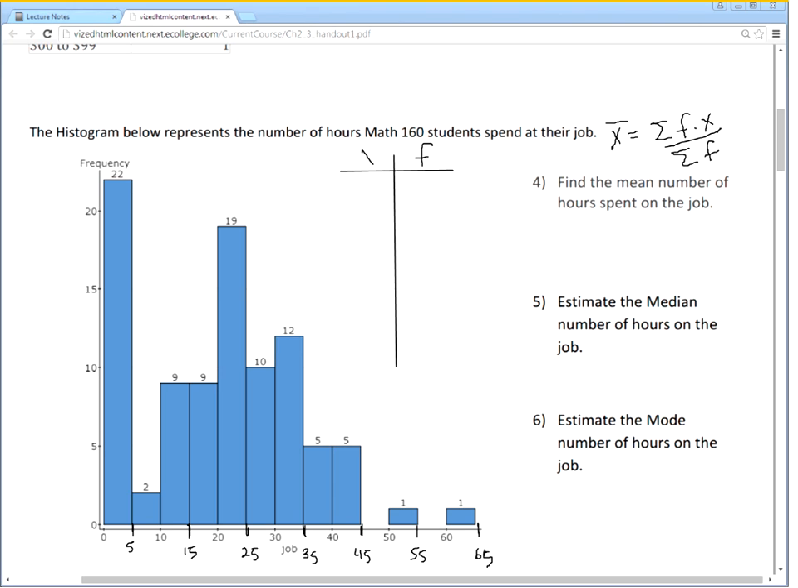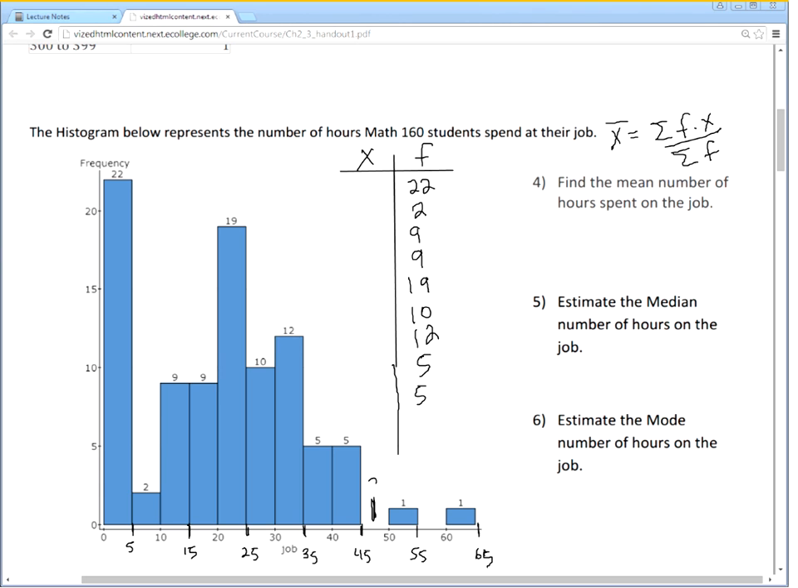All right, so you guys agree it's a class midpoint. All right, so class midpoints. Okay, so the frequency, we can just get that from the number at the top of every bar, right? So we have 22, we have 2, then we have 9 and 9, 19, 10 and 12, then we have 5, 5.